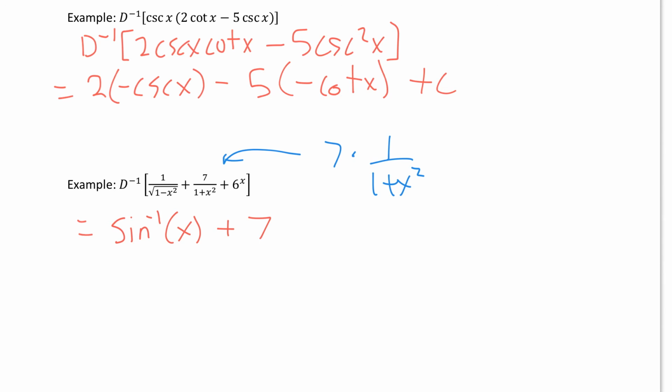so that we can see the answer is 7 tan inverse of x plus. And for any time you have a number with x being the power, it's handy to have the rule memorized. It's 6 to the x over ln 6 plus c.